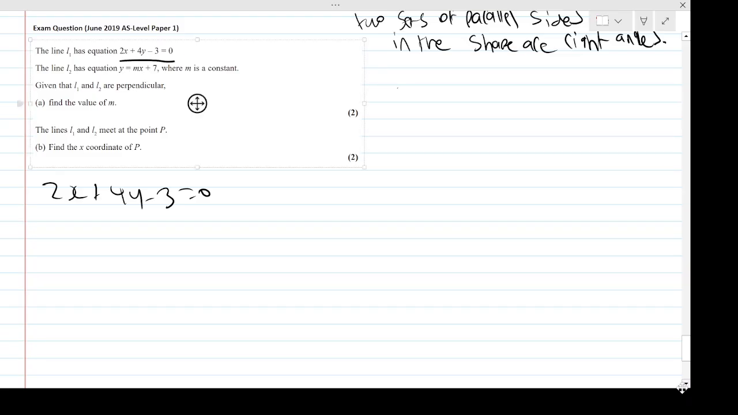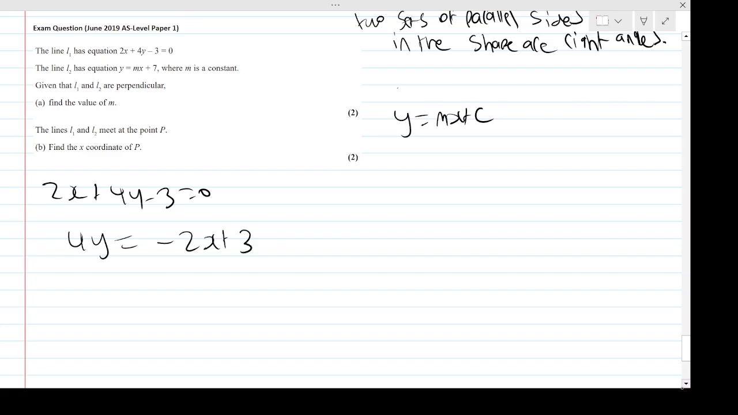But I know what L1 is. I'm given the equation of L1. But I don't know what the gradient is because it's not in the form y is mx plus c. So I need to get it in that form to be able to spot what the gradient of the line is. So let's get y on its own. So 4y firstly is minus 2x plus 3. That means that y is minus 2 over 4, which should be minus a half, x plus 3 over 4.